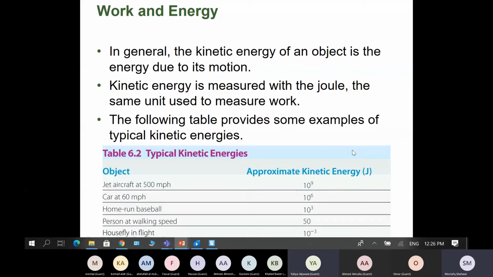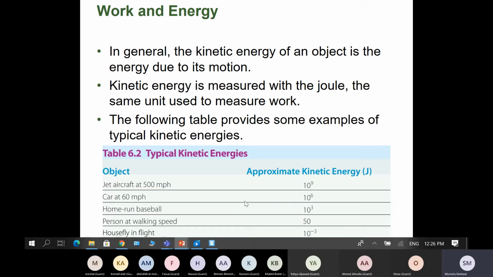Read this one. In general, the kinetic energy of an object is the energy due to its motion. Kinetic energy is measured with the joule, the same unit used to measure work. The following table provides some examples of typical kinetic energy. Jet aircraft at 500 miles per hour is 10 to the power 9 joule. And a car at 60 miles per hour is 10 to the power 6 joule, about 1 million joule.